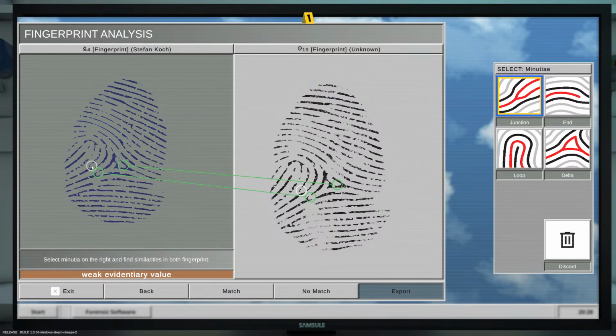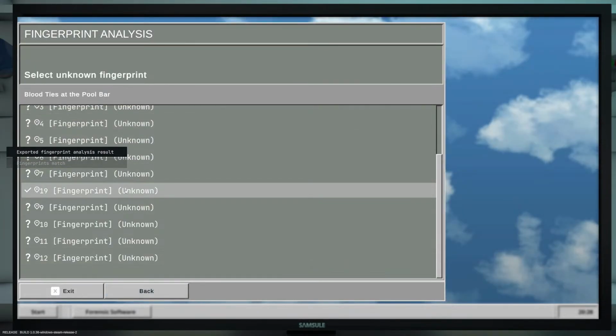Yeah, these junctions are all matching. Got an end right here. Oh wait, does it not match? Huh. I feel like they do match. Yeah, maybe I just clicked in the wrong spot there. Let's try to fix this junction right here. Yeah, that's much better. What else can we get? There's an end right here. Yeah, so strong match. We'll click it, match, export.